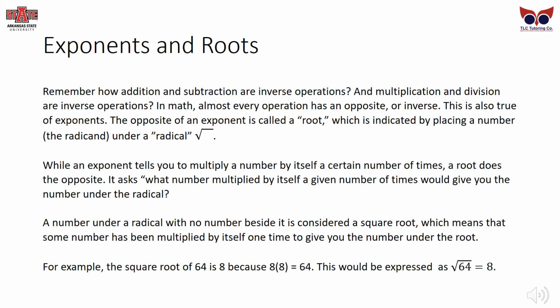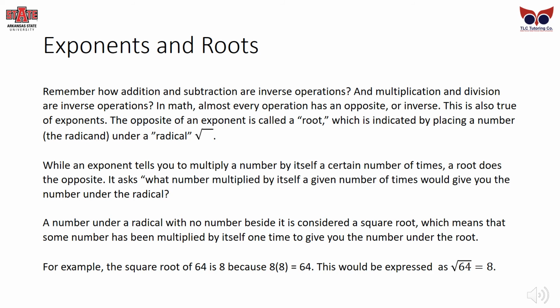The opposite of an exponent is called a root, which is indicated by placing a number, the radicand, under the radical. While an exponent tells you to multiply a number by itself a certain number of times, a root does the opposite. It asks, what number, when multiplied by itself a given number of times, would give you the number under the radical? A number under a radical with no number beside it is considered a square root.